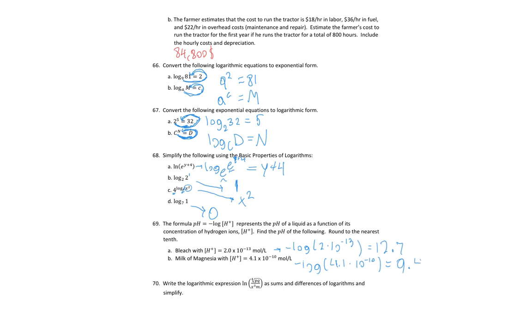I'll get 9.387, so I'll say 9.4 to the nearest 10th. So in this case, you just plug both of those into the negative log. Make sure you're careful how you plug it into the calculator, but you should just get the right answer from that. For number 70, we need to write the logarithmic expression as sums and differences.